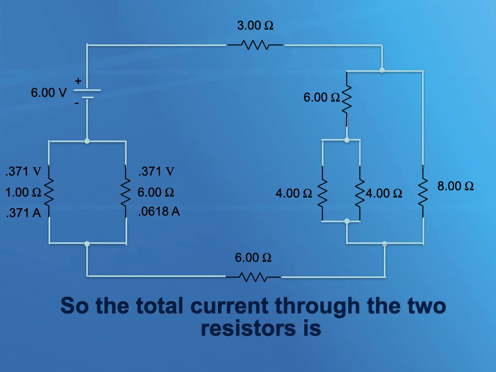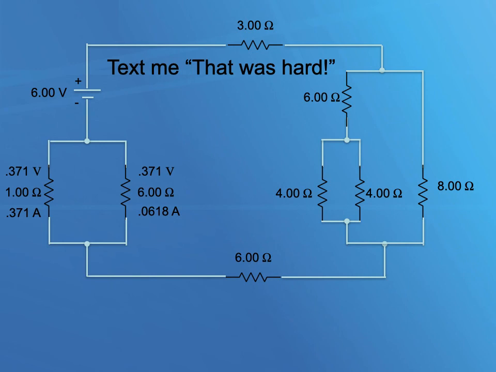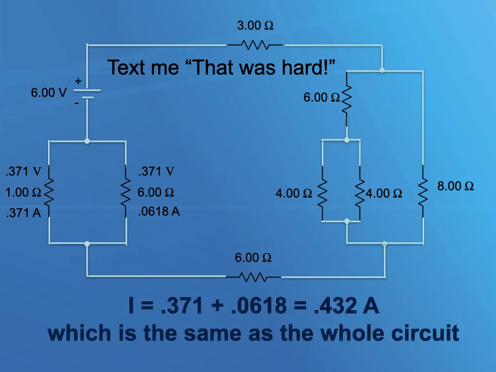Now, if we add the current in the two sides, we get 0.371 plus 0.0618 gives us 0.432 amps. There we are. Which is the same as the whole circuit. Well, okay, it's actually 0.433 for the whole circuit. Well, there's a rounding issue. But other than that, the point is, the total current in those two branches added together has to add up to the current coming in, which is 0.433. Has to be the current coming out, which is 0.433. And if we add them together, it's 0.432, a rounding issue. Otherwise, it's the same. Okay?